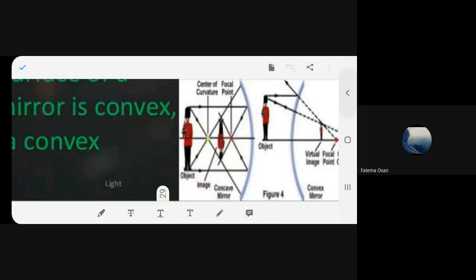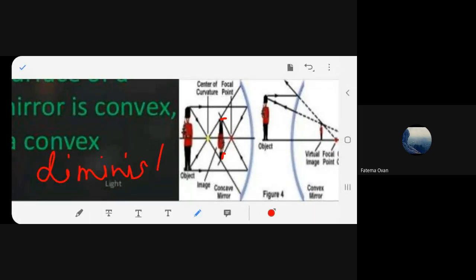But one thing that you observe is that it is topsy-turvy. That means the head is down and the legs are on top. This is how you will see the image in the concave mirror. First, I want to ask you, is the image of the same size? No, it is diminished. It is diminished, small. It is of small size.